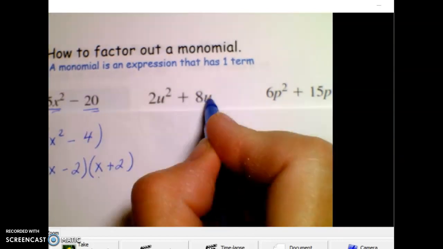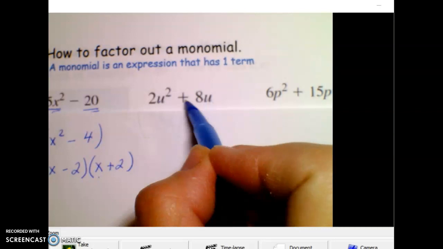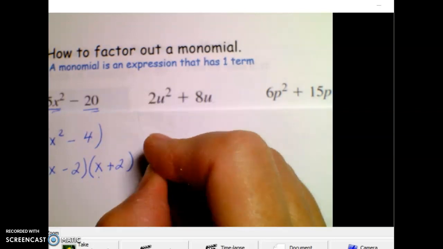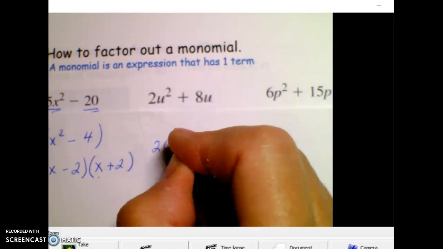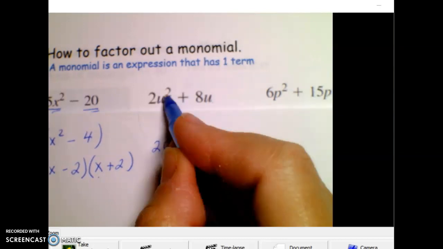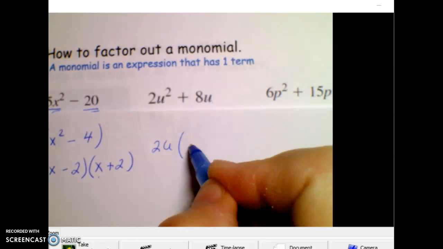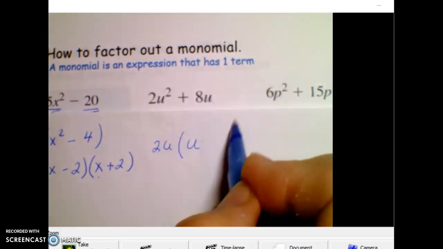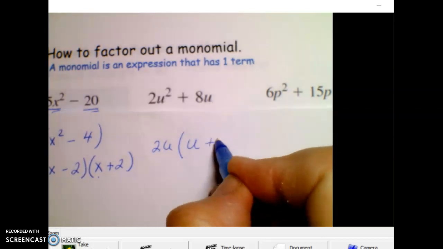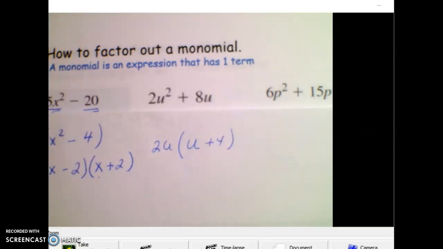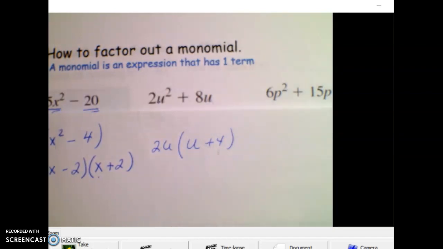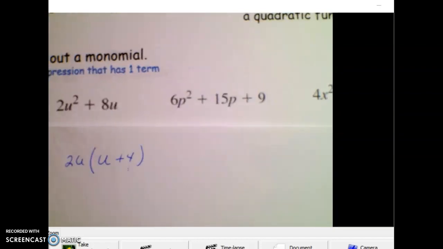What do I have in common here? Well, this time I have a 2 in common that I can divide into both, and I also have a u in common. So I'm going to factor out a 2u. If I take 2u, what do I multiply by to get 2u squared? u. 2u, if I multiply it times 4, I get 8u. And I can't break that down any more than that, so I'm done. Okay, let's take a look at the next one.